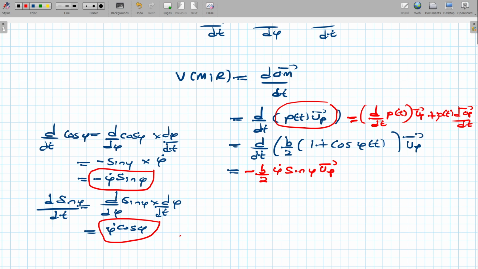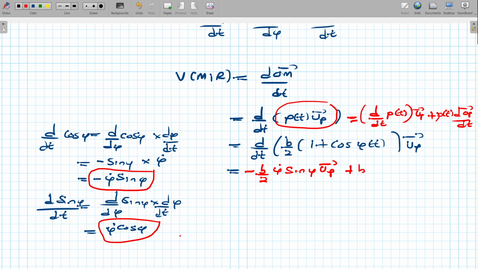So this is what I've done here. I've applied the product rule. That's why for the first term, the second vector is untouched. And then I'll leave the first one alone, then differentiate the second vector.